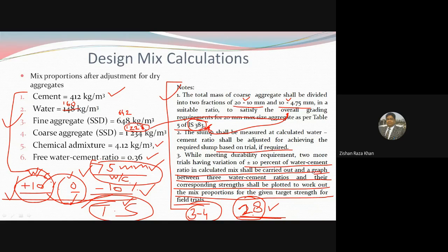Okay. So this is the design mix calculation procedure and its interpretation of various items. And I hope you understand how mix design can be done.